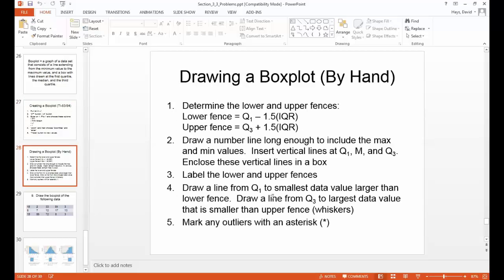Here's how you do it by hand. And this even goes further. It talks about something called whiskers. You don't have to worry about the whiskers. If you're doing this by hand, I'm happy with what you saw me draw. And it says mark any outliers with an asterisk. Again, you don't need to worry about that.